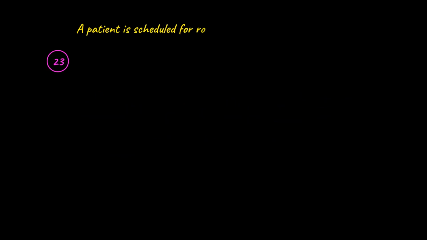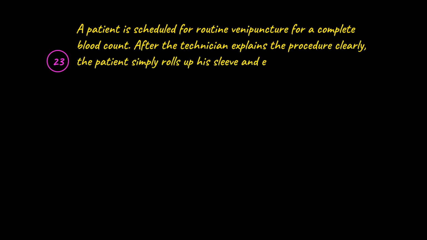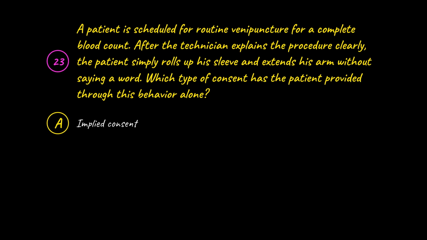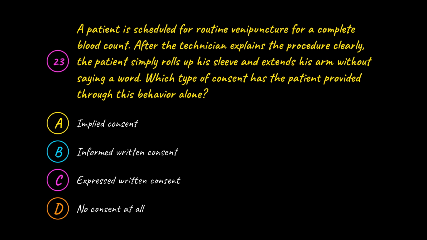Question 20. A patient is scheduled for routine venipuncture for a complete blood count. After the technician explains the procedure clearly, the patient simply rolls up his sleeve and extends his arm without saying a word. Which type of consent has the patient provided through this behavior alone? Your options are A. Implied consent, B. Informed written consent, C. Express written consent, D. No consent at all. Don't overthink it. Which one feels right?